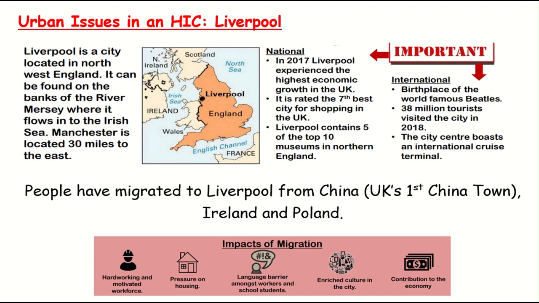On an international level, well, 38 million tourists from around the world visited in 2018. You can add in Eurovision 2023 to that list now as well. We've got an international cruise terminal as well as an international airport. Liverpool Football Club are really famous in terms of sport, and we've also got the Beatles on there as well as a huge thing.